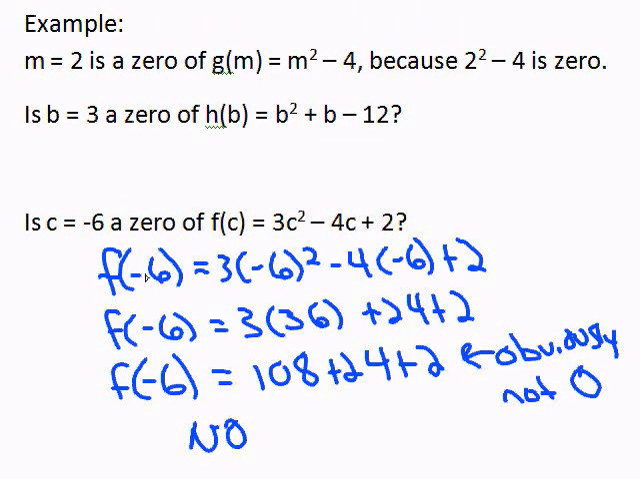So I went ahead and substituted negative 6 in for our c values, and I got f of negative 6 is equal to 108 plus 24 plus 2. I didn't even bother adding that up because I know it's obviously not 0. All I was asked to do is find if c equals negative 6 is a zero. In other words, does it make our function equal to 0? And no, it equals some number much bigger than 0. So all you have to do is say no.